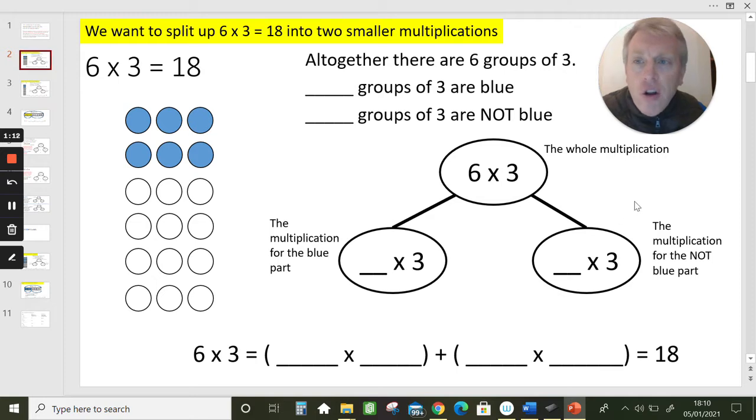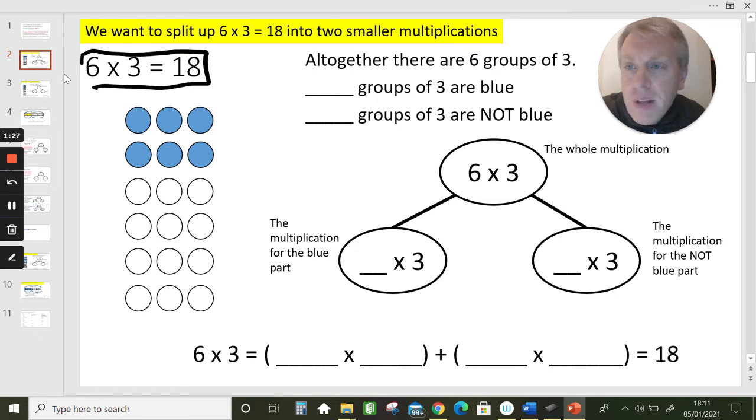So let's have a look at this. Imagine here we've got 6 times 3, and we want to split up 6 times 3 equals 18 into two smaller multiplications. So we're not trying to work out 6 times 3 is 18. We've got to learn that on our times tables, and I hope we're all working on times tables at home. We know 6 times 3 is 18, but what I want to do is split it up. Just practice splitting them up.